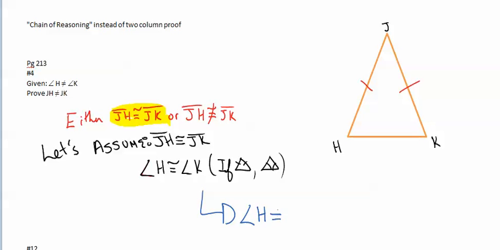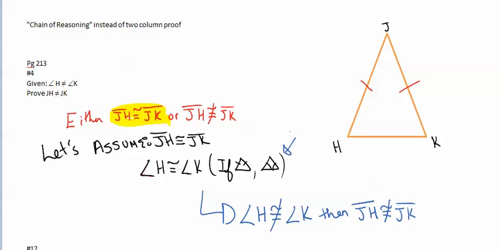is that if angle H is not congruent to angle K, then line segment JH is not congruent to line segment JK. And again, this is based on the contrapositive. In these types of proof, we're going to do chain of reasoning instead of a typical two-column proof. I do want to see the supportive reasoning behind it, but it doesn't need to be as formal.